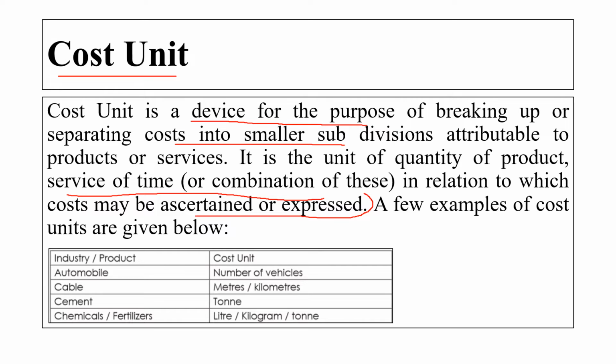The examples of cost units by industry: for the product and the cost unit, the automobile, the number of vehicles. How are we dividing the automobile? By the number of vehicles. Then cable, in meters or kilometers, cement in tons, chemicals or fertilizers maybe in liters, kilograms and tons.